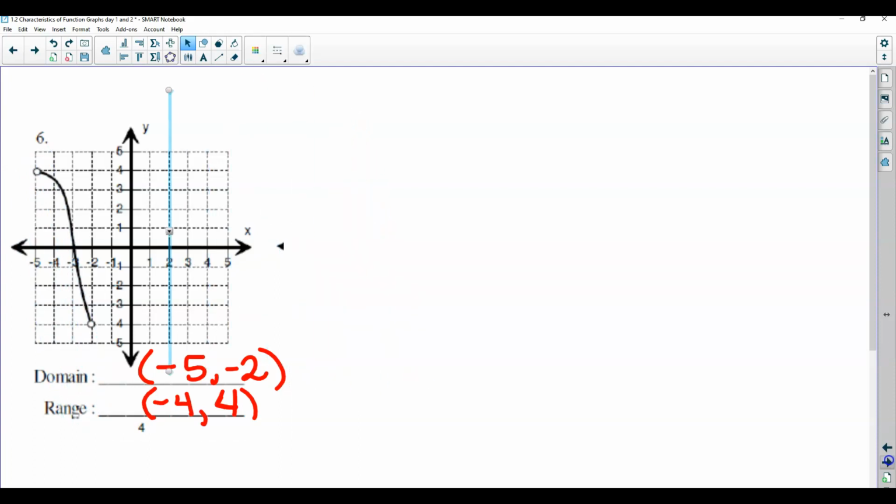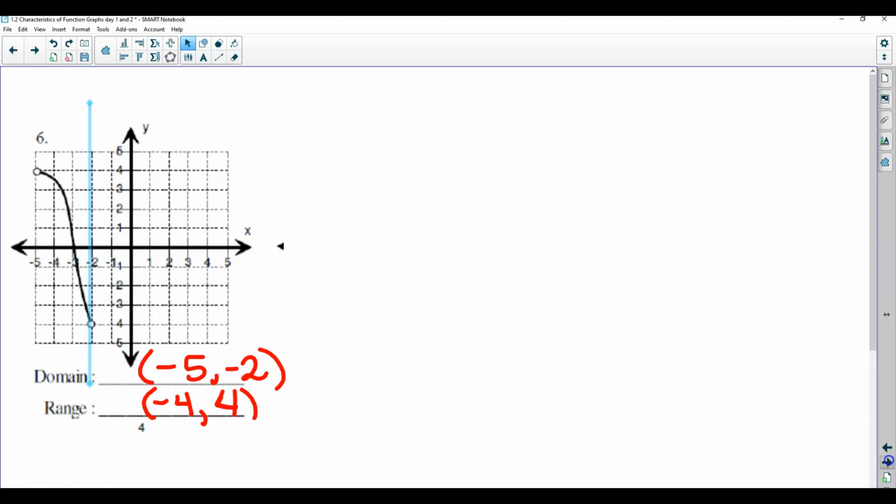So when I scan for my domain, remember you start on the left. That's how I got the -5, because it's in line with the -5. It has a small domain. It only stops right over here on the -2.